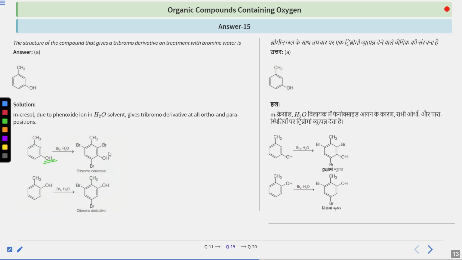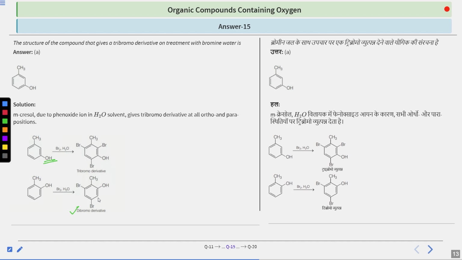At the meta position we have a hydroxyl group, and at the para position we have a methyl group, as in the reactant. If you take another molecule of the same structure, with the only difference being that the OH hydroxyl group is at the ortho position, then we will get a dibromo derivative, because one of the ortho and para positions is already occupied by the hydroxyl group in the reactant.